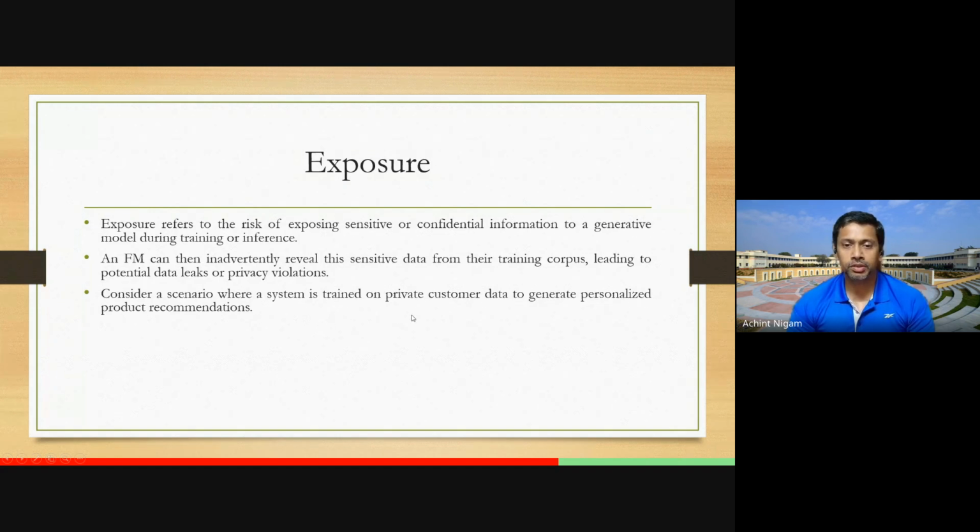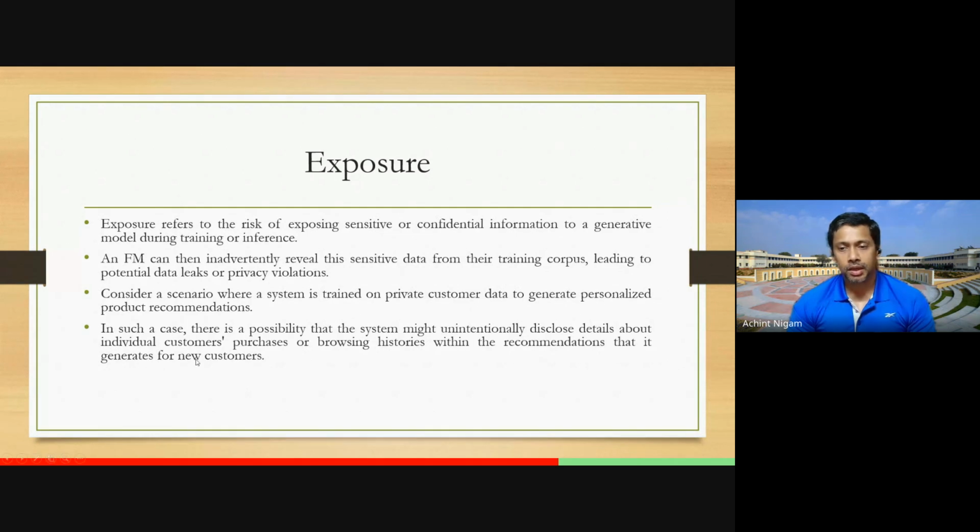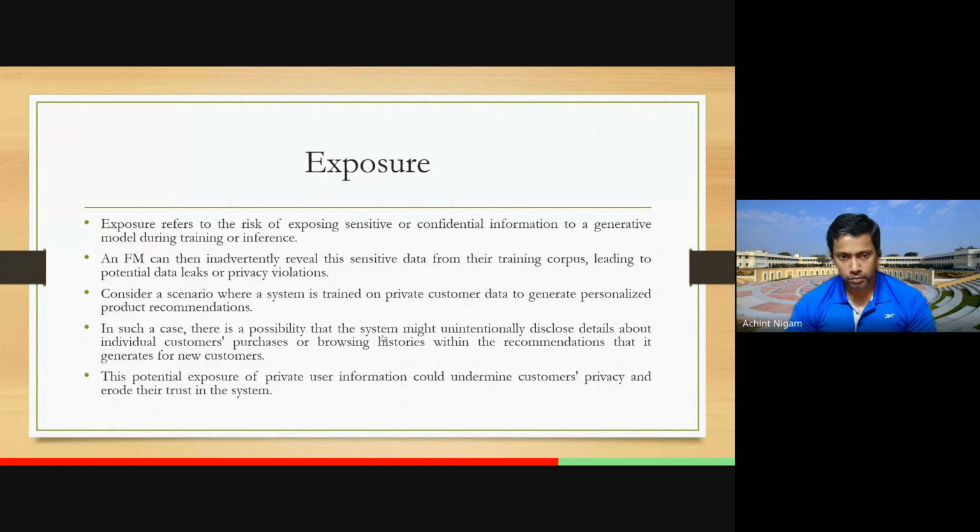So there's a scenario in which the system is trained on private customer data, actual real data, to generate personalized product recommendations. In such a case, there's a possibility that the system might unintentionally disclose details about individual customers or their browsing histories within the recommendations it generates for new customers. And this is potential exposure of private user information.